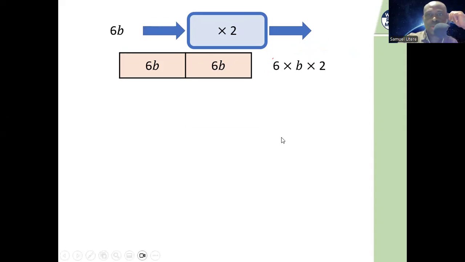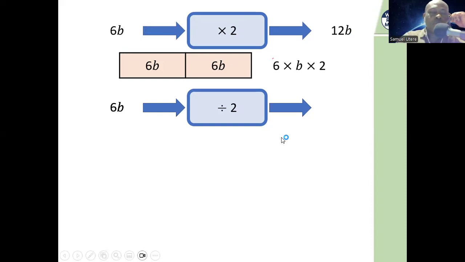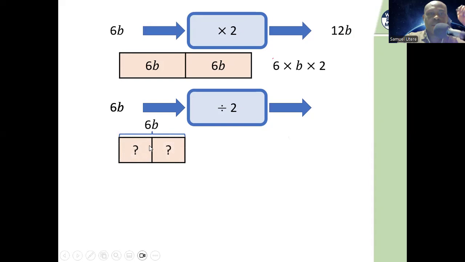But what about if we have 6b? For the algebraic term 6b divided by 2, again, it's the same thing. If we want to represent it as a bar model, we can say, okay, we have a bar that is 6b, but we need to split it into 2 equal parts. Now, if we split the bar into 2 equal parts, it means we're going to have 3b.